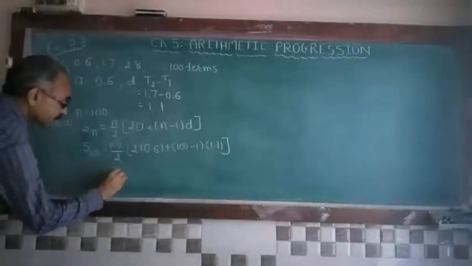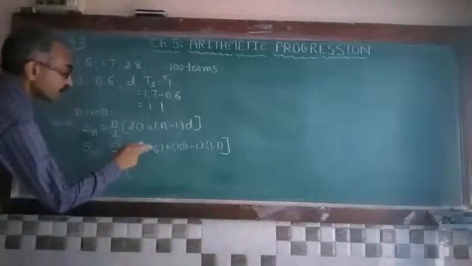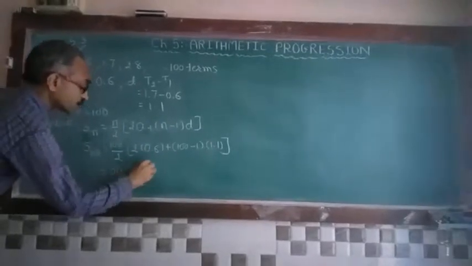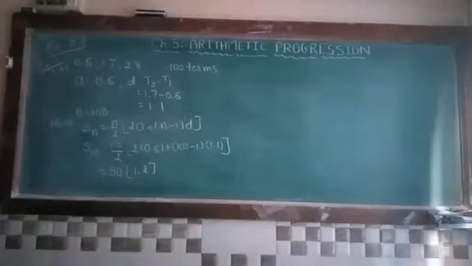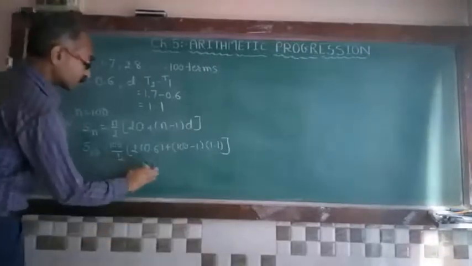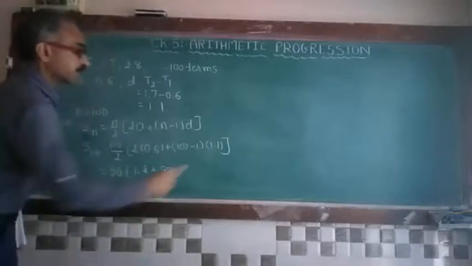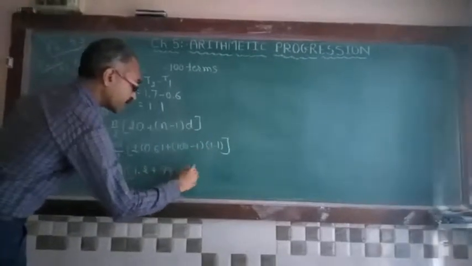100 by 2, that is 50. 0.6 into 2, that means 1.2. Plus 100 minus 1, that is 99, and 1.1.